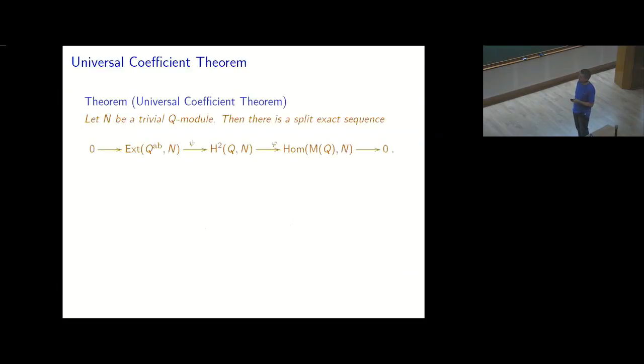What about, so what is this B naught good for? Well, the thing is that a nice feature of the Schur multiplier is that it fits into this exact sequence, which is called the universal coefficient theorem, right? So whenever you have a trivial Q module, then you have a split exact sequence, which basically tells you that in order to consider this group here, you just need to know something about the Ext and Hom of these two groups.